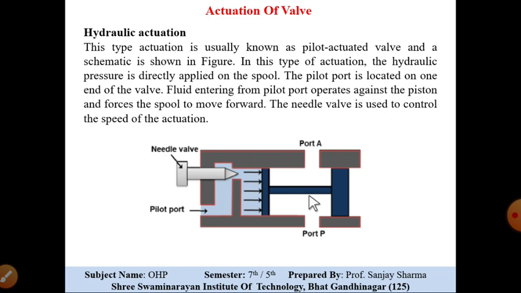In the previous manual and solenoid actuation, the construction is somewhat bulky, but in hydraulic actuation, the construction is very simple. With the help of this needle, by rotating it clockwise or anti-clockwise, you can control the flow, or the speed of this spool. So this is how the pilot valve or the hydraulic actuation works.